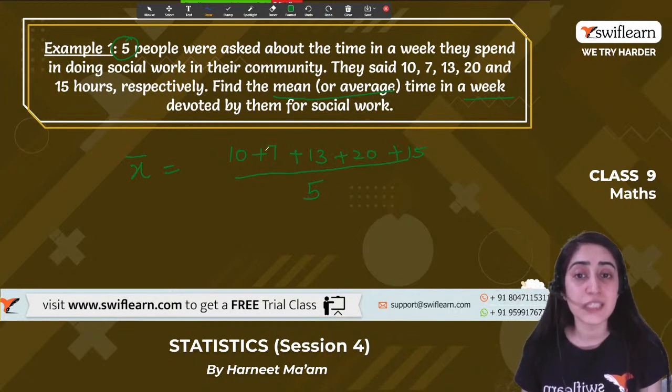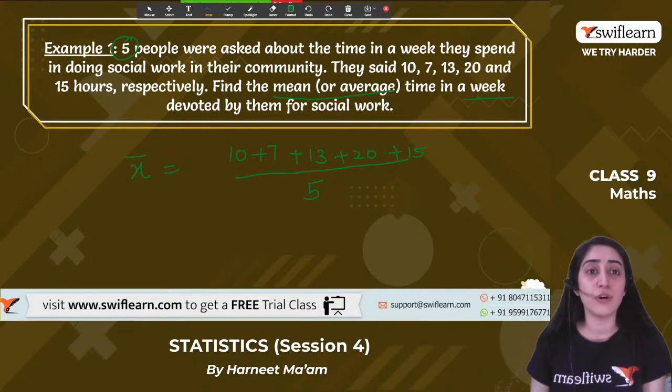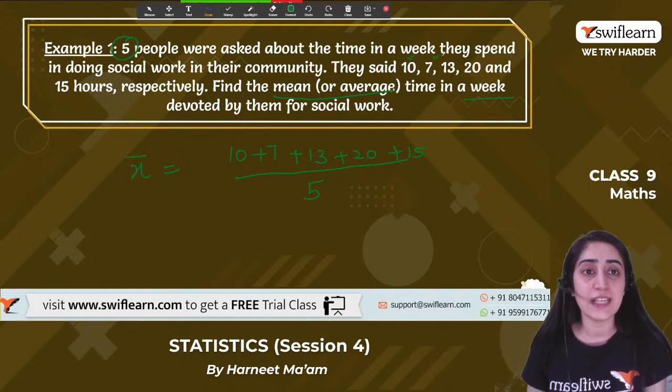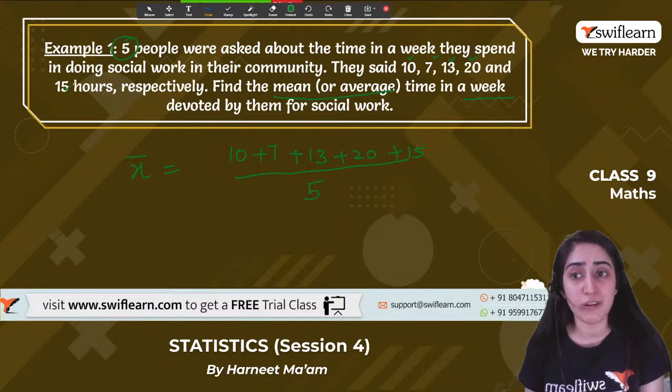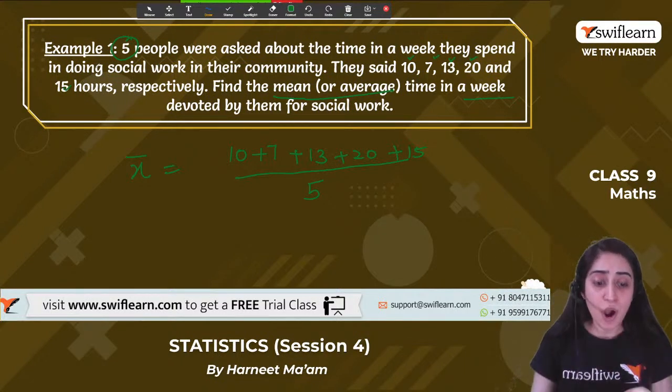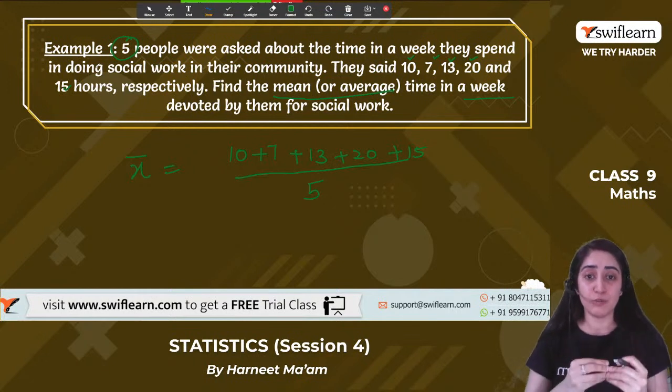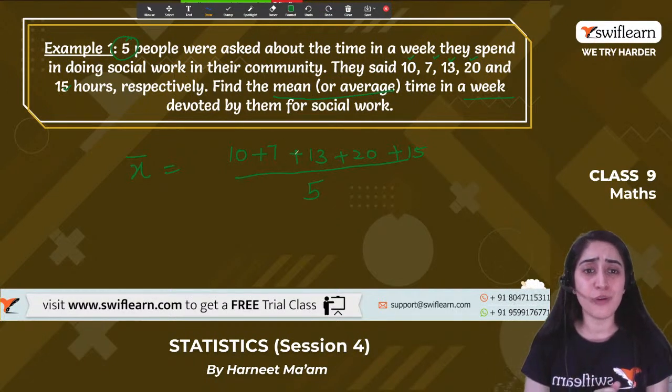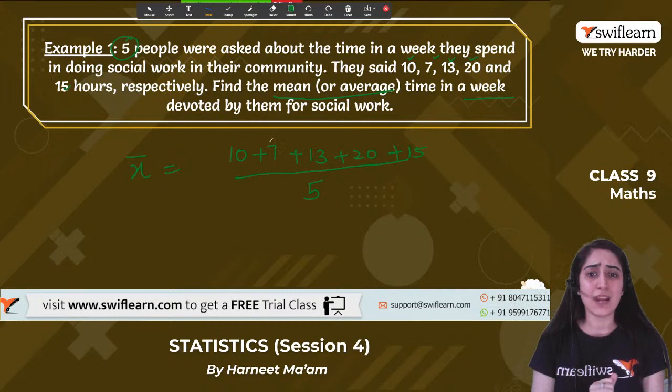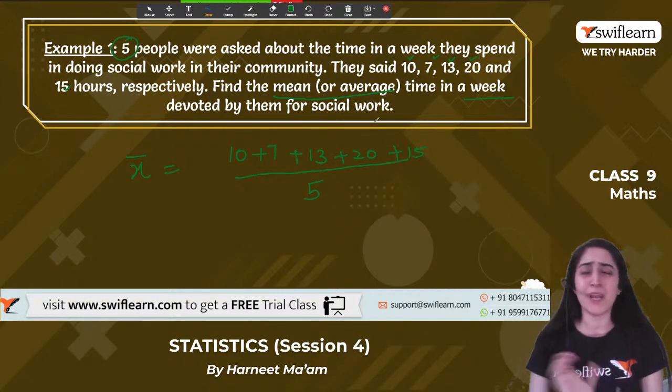Mean refers to the sum of the observations. So कौन-कौन सी observation दी हुई हैं? 10, 7, 13, 20, 15, right? And then upon the total number of observations that were 5. Now anyone who can give me the sum of this, what is it? 10 plus 7 plus 13 plus 20 plus 15.